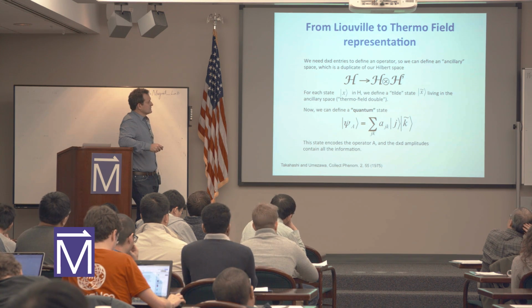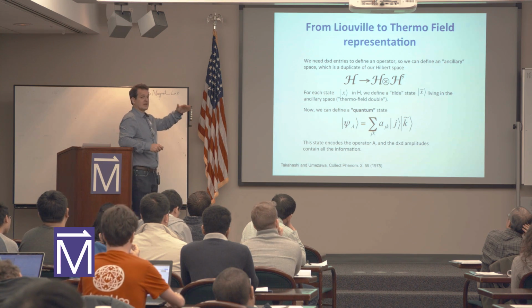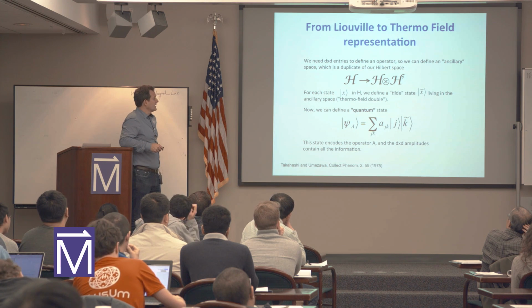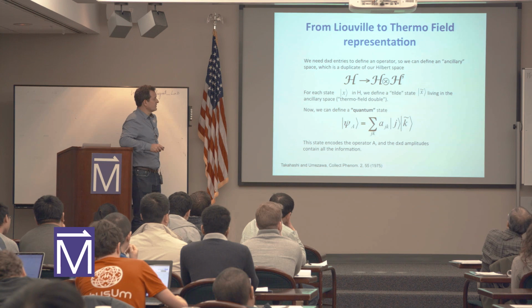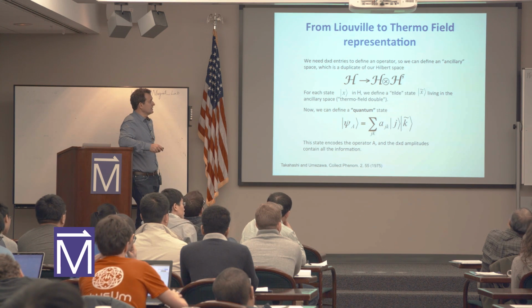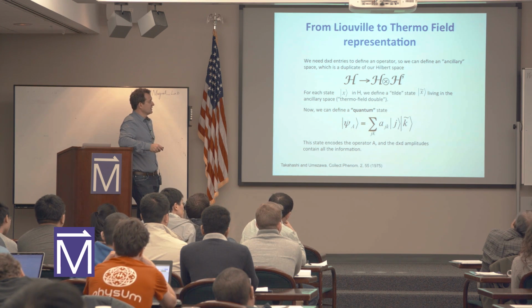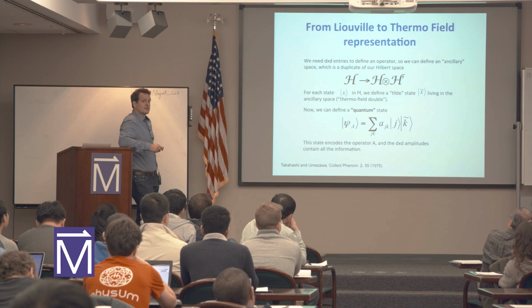So basically what we're going to do is square our Hilbert space. Imagine we have a chain. I'm going to create another chain identical to my physical chain. And now I'm going to have two Hilbert spaces, the Hilbert space of my physical chain and the Hilbert space of my copy. And this is called the thermofield double. So for each state x on this Hilbert space, I'm going to have an identical twin x tilde living on this Hilbert space.